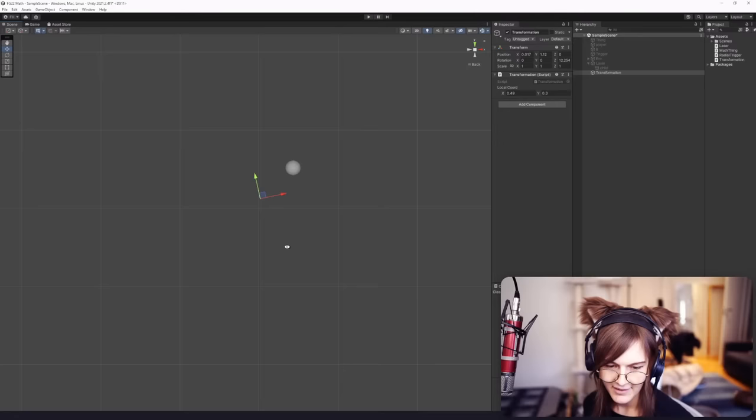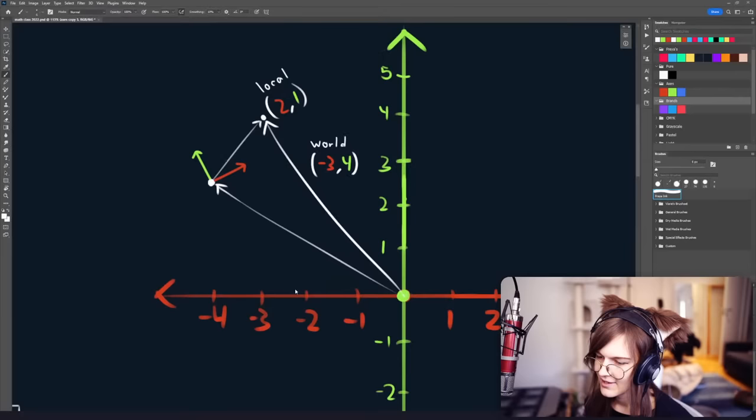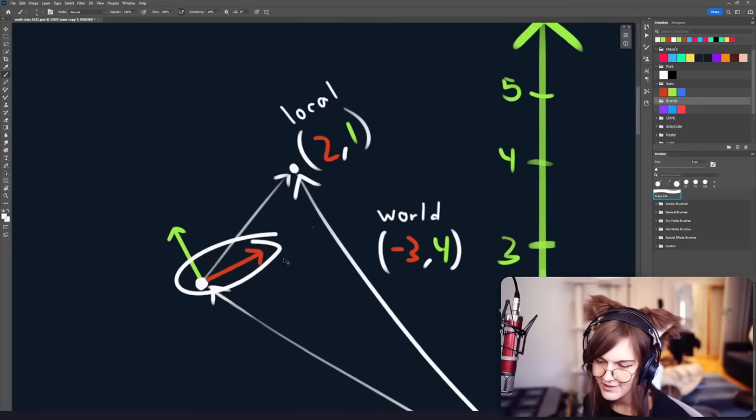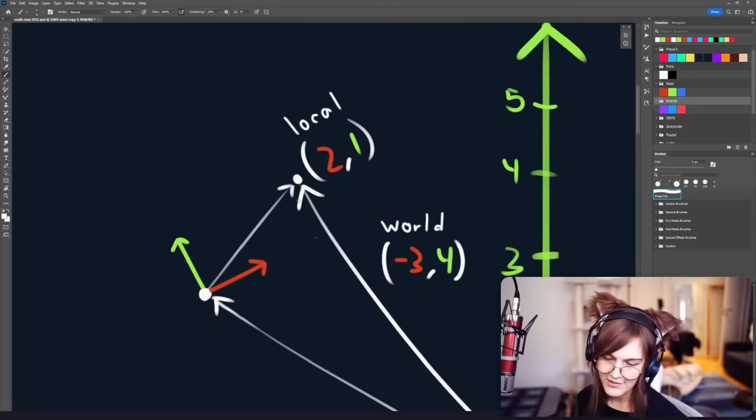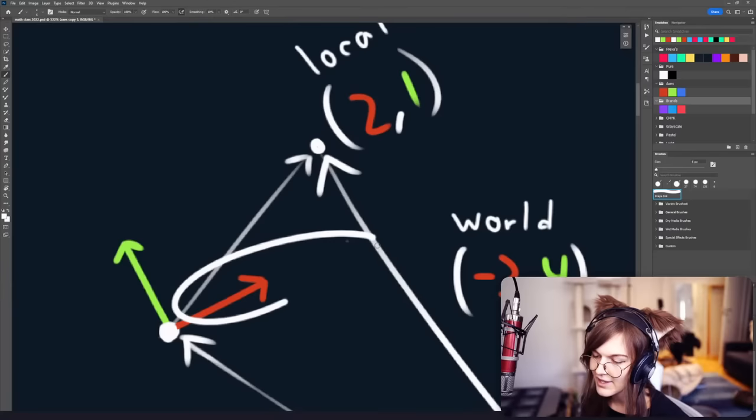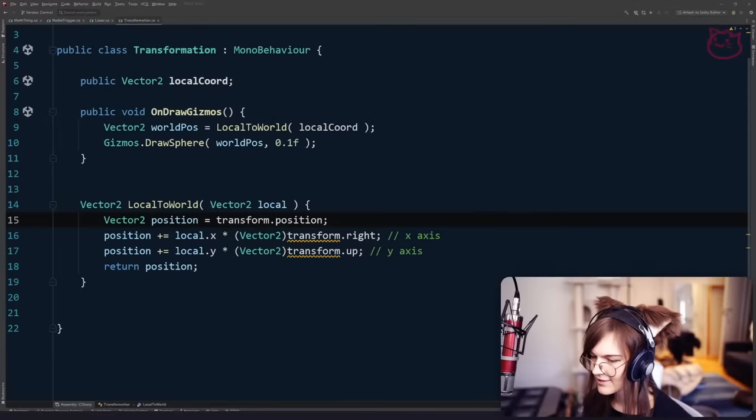Okay, did that make sense? And the reason we can take the component and multiply it by these basis vectors is because these are also normalized. They have a length of 1, so if we multiply it by 2, the final length is going to be exactly 2 of that vector. Yes, I can show the code again.